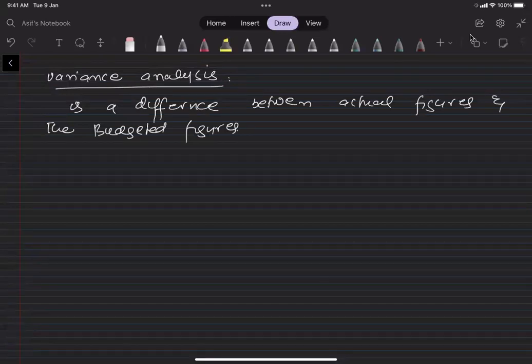We do the variance analysis after the end of the budgetary period. For example, if we make the financial accounts at the 31st December 2022, we'll see how the budgeted figures have been different from the actual figures in 2022. It is important to calculate the analysis. There are a number of reasons for doing the variance analysis.